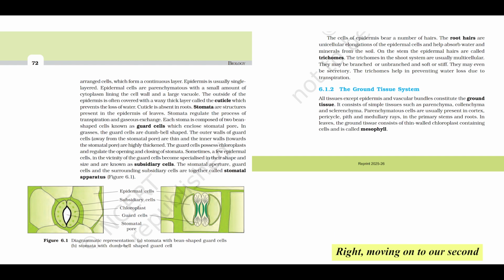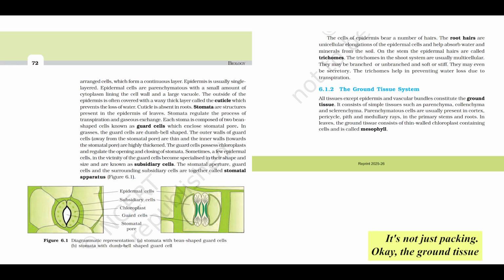Right, moving on to our second major tissue system. Let's explore the ground tissue system. This system is truly the bulk, or you could say the core, of the plant body. It basically encompasses all the tissues that are not the epidermis, which we just covered, and not the vascular bundles, which we'll get to next. It's essentially the filling material, if you like, but it performs really crucial functions.